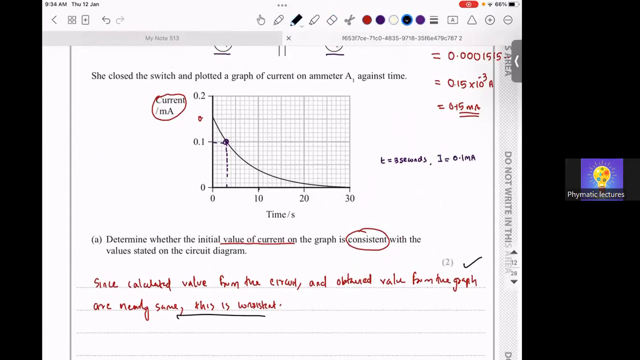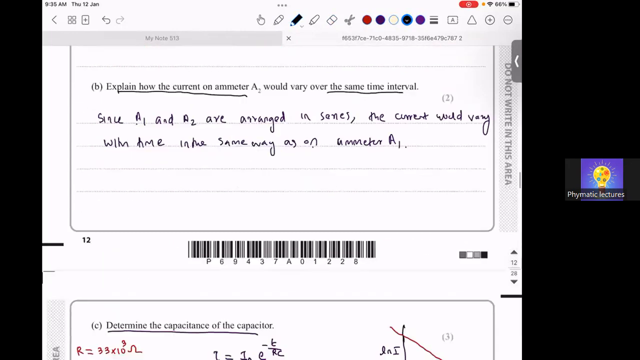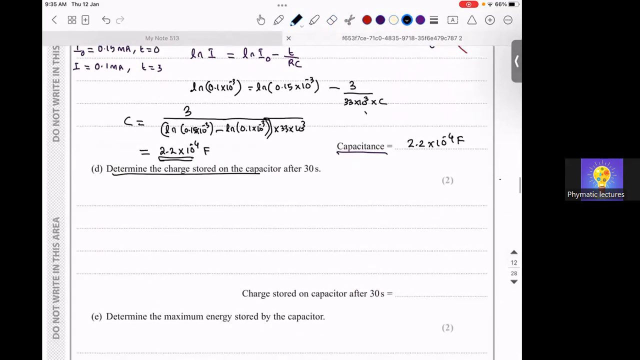Okay, so here after 30 seconds, literally the current through the circuit is dying. You can see here, right? After 30 seconds it becomes zero. The current flow through them is equal to zero. That means maximum charge is stored on the capacitor. That is the reason why the current flow literally becomes zero.